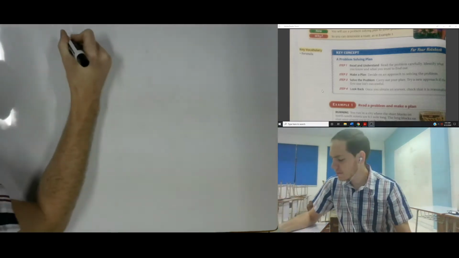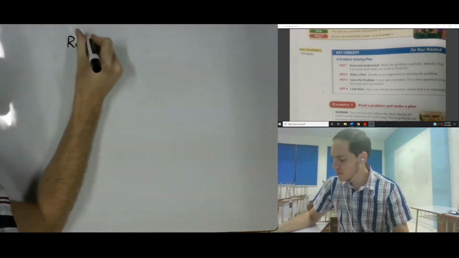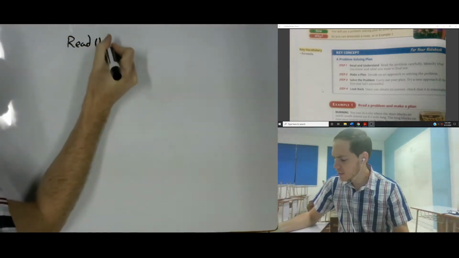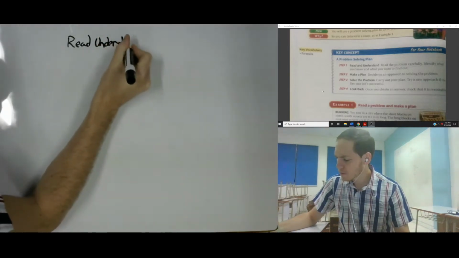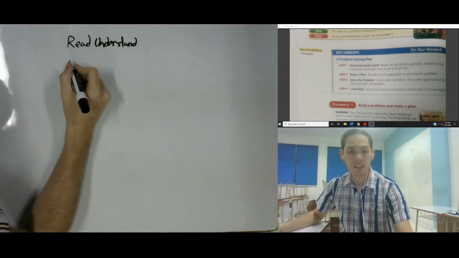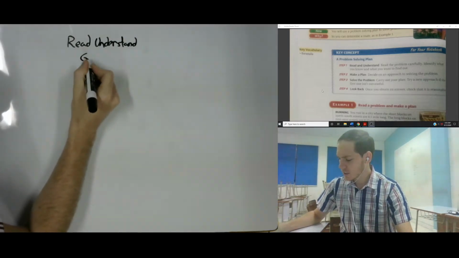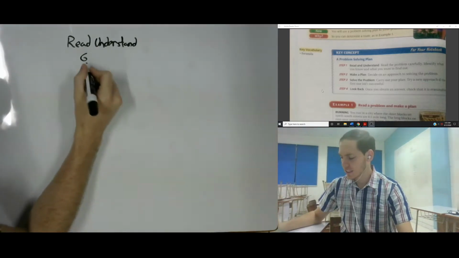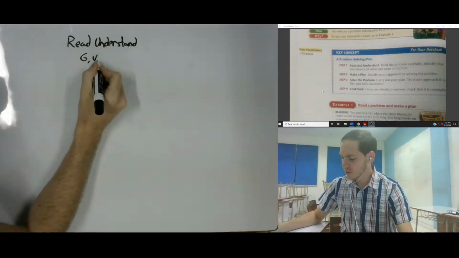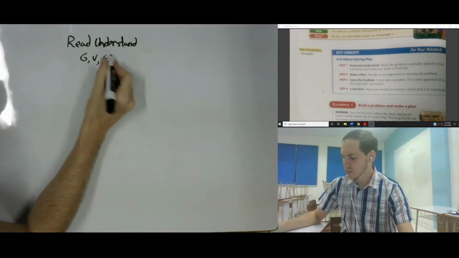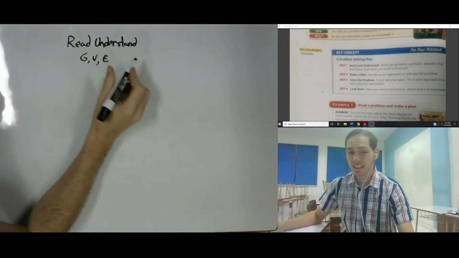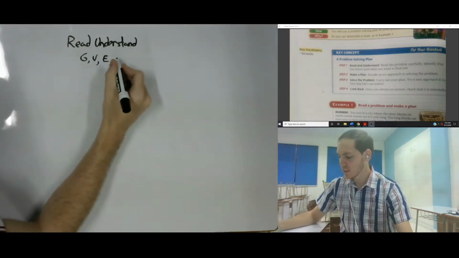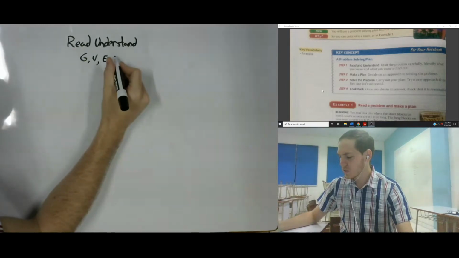So in the read and understand step, I think what you should put is be able to understand what the question gives you, its givens. I like to think it's the givens, the variables, the equations, and then I like to think of what the question is. What are you finding? So maybe what are you solving for?